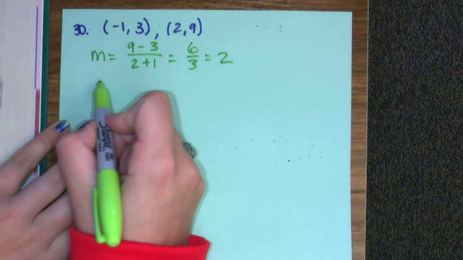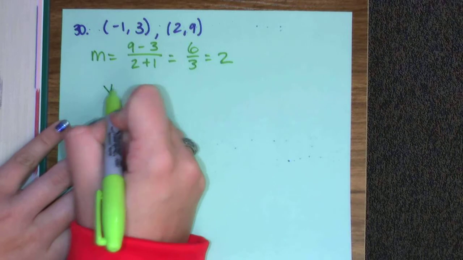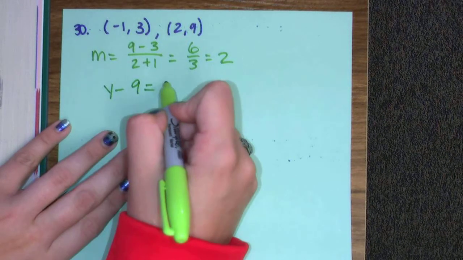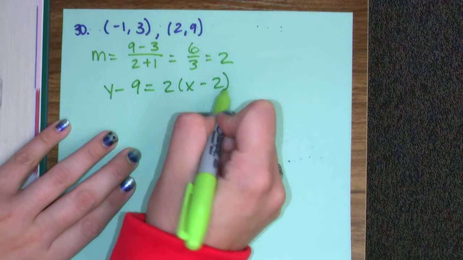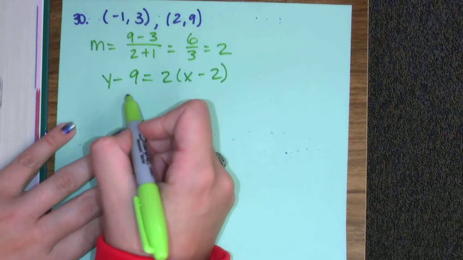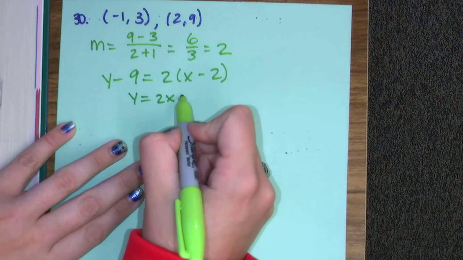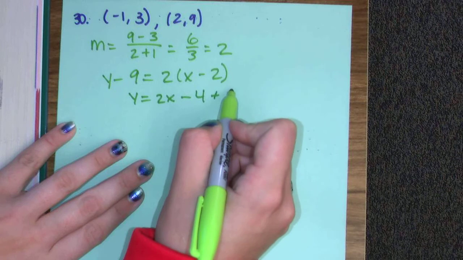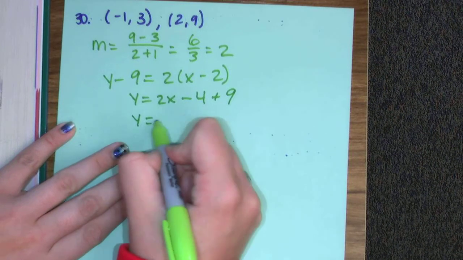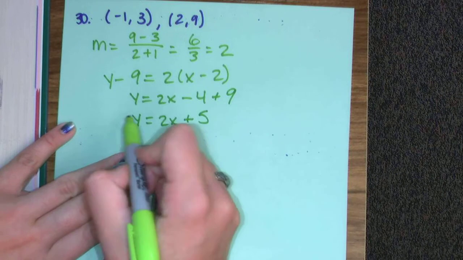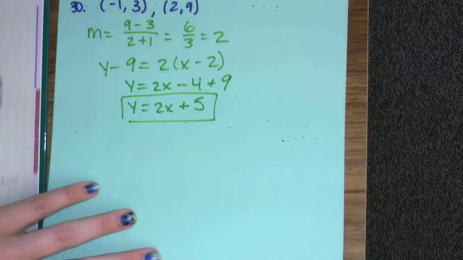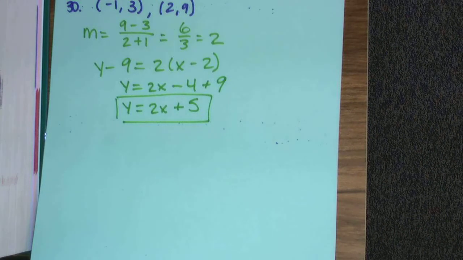Alright. So then what do I have? And simplifying it, yeah, so y equals 2x plus 5. Okay, so you distribute through, add the 9 over, combine like terms, y equals 2x plus 5.